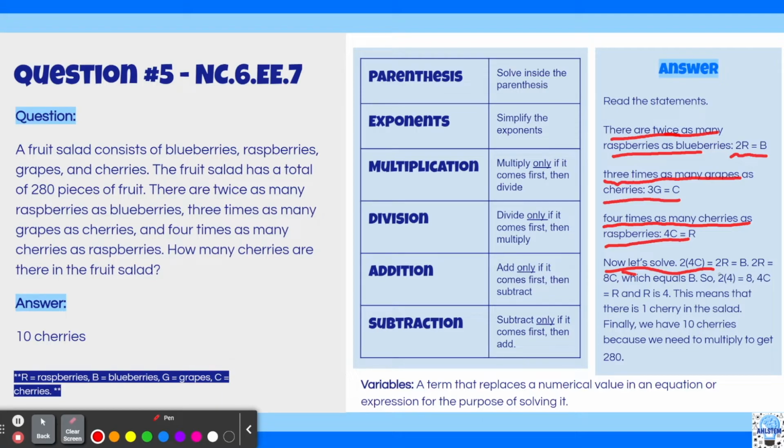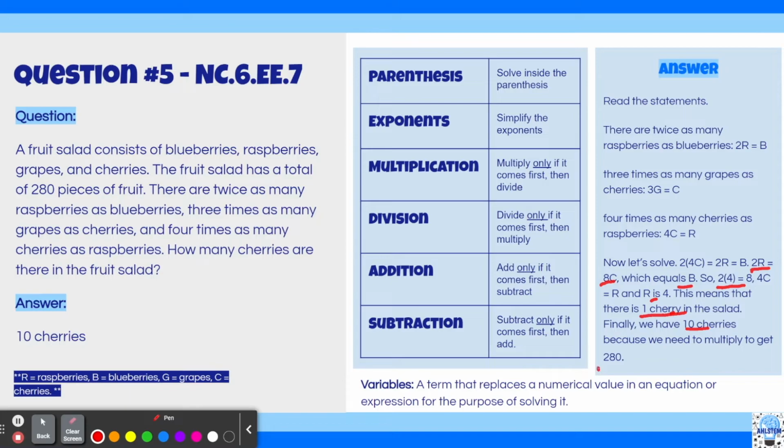What does that mean? Okay, so let's look at our 4c equation. 3g equals c, right? So doesn't that mean 12g equals 4c if we just use proportions, right? So think about the process like that. So eventually we get 2r equals 8c, which also equals b. So that means 2 times 4 equals 8. 4c equals r, and r is 4. Okay? This means that there's 1 cherry in the salad. Finally, we have 10 cherries because we have to multiply to get 280.